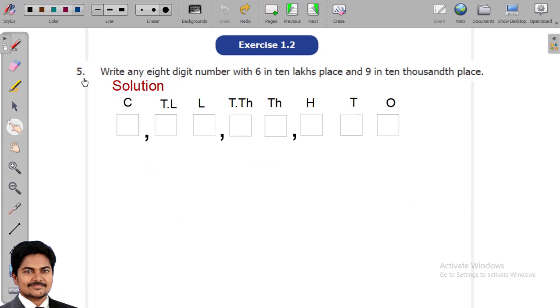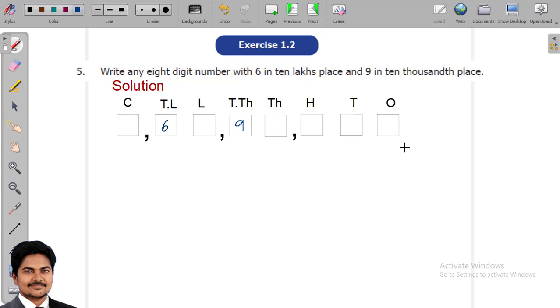Question number 5. Write any 8-digit number with 6 in 10 lakhs place and 9 in 10,000 place. So it is very clear, an 8-digit number will be in the form: it has 1's place, 10's place, 100's place, 1000's place, 10,000's place, lakhs place, 10 lakhs place, crores place. So what is the condition? According to this statement, we place the number 6 in 10 lakhs place and 9 in 10,000 place. So the remaining 6 places are empty.